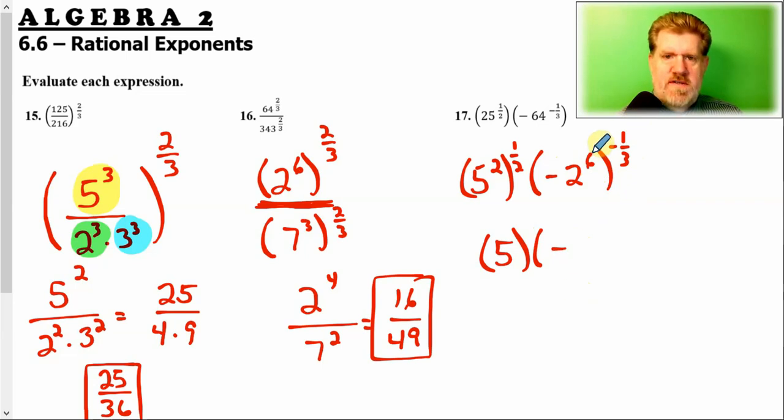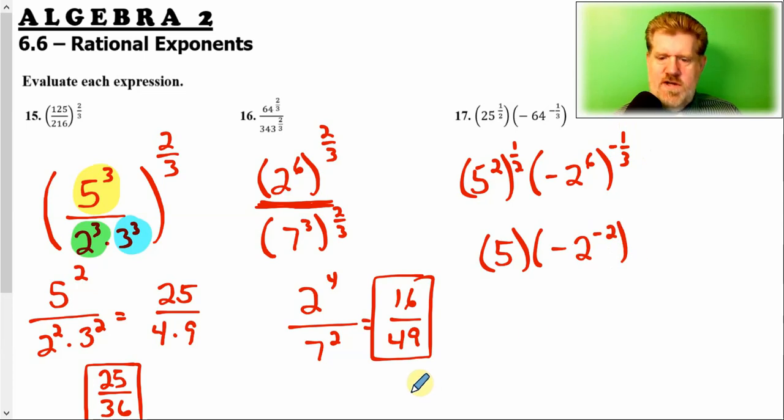What is 6 times negative 1/3? So the negative will stay there, but 6 times 1 is 6. 6 divided by 3 is 2. So this is really 2 to the negative 2 power.